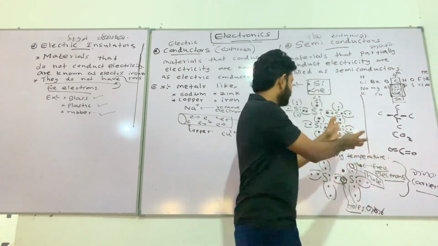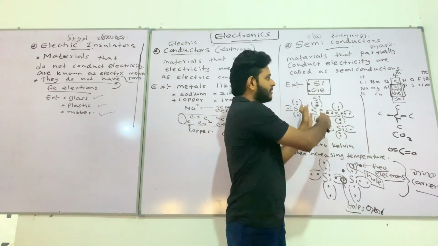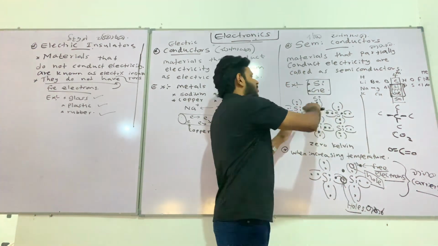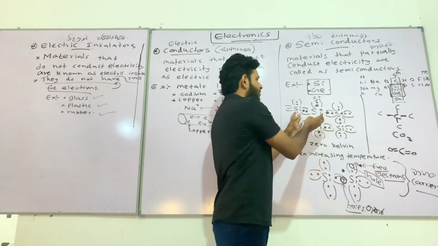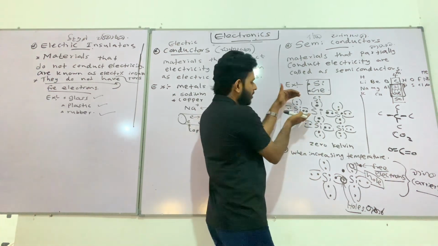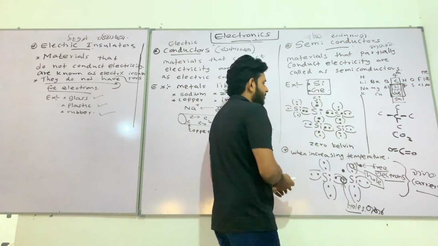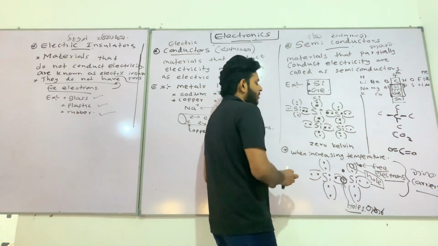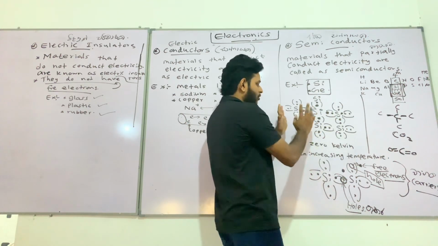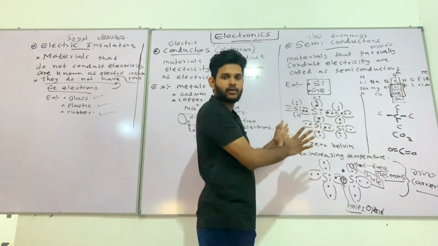Like this, silicon is in the same group. So silicon is able to make four bonds with four other silicon atoms, using two electrons in each bond. Here, this lattice you can observe only at 0 Kelvin temperature.